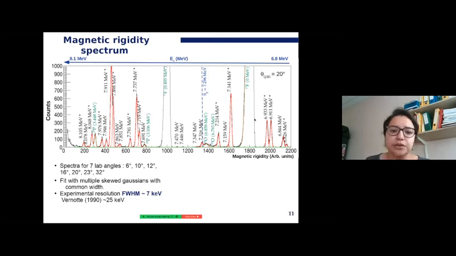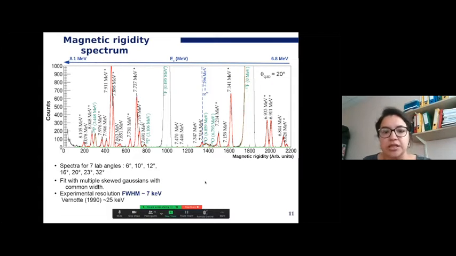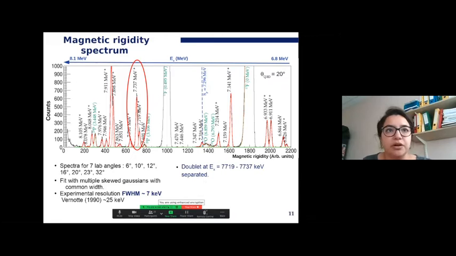The phosphorus-31 peaks were fitted with skewed Gaussians with the same width and the same decay parameter for the exponential tail. The skewness is due to the optical aberration induced by the large acceptance of the Q3D. And the red curve shows the best fit. The experimental resolution achieved was 3 times better than the previous experiment. So this made the separation of this doublet of interest possible at all angles.